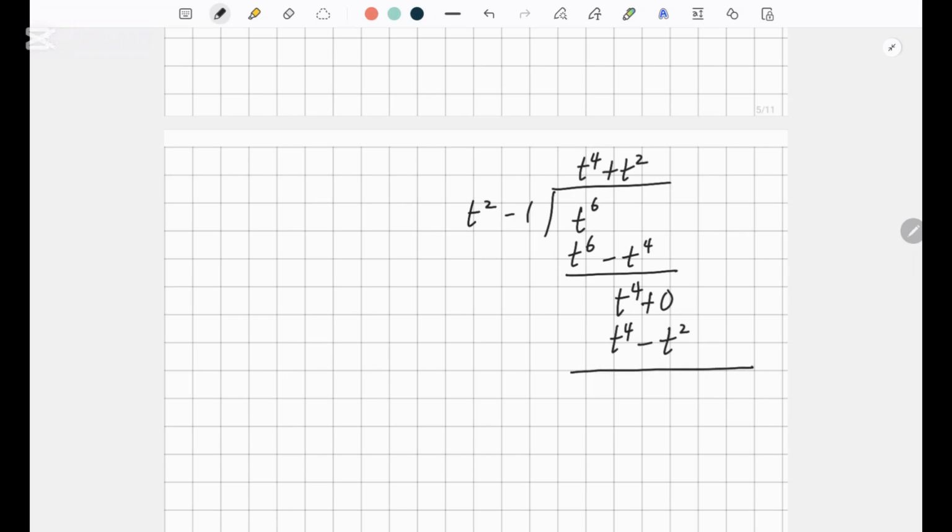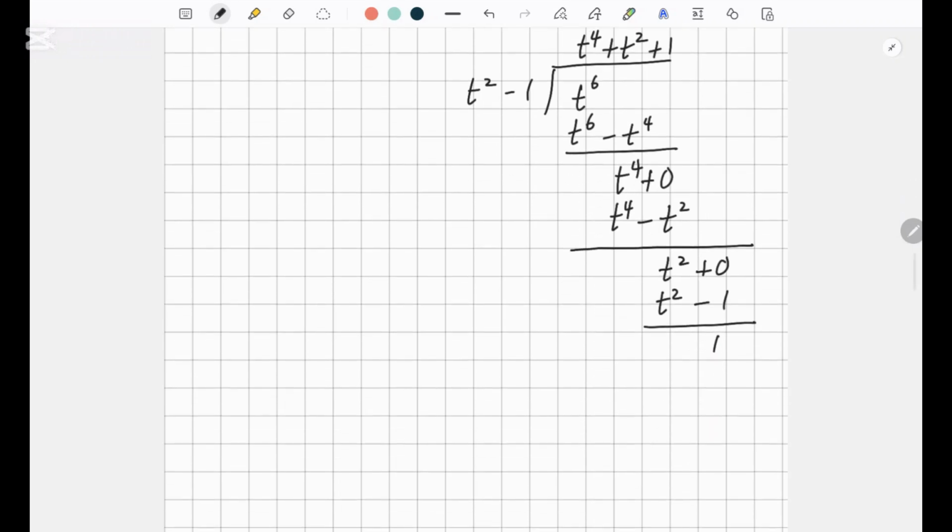This is polynomial division. So t squared plus 0, this would be plus 1, t squared minus 1, and your remainder is 1. So you could write t to the power 6 over t squared minus 1 as t to the power 4 plus t to the power 2 plus 1 over t squared minus 1.